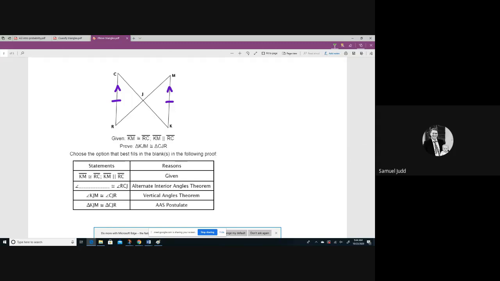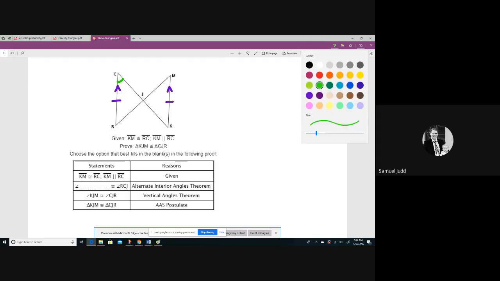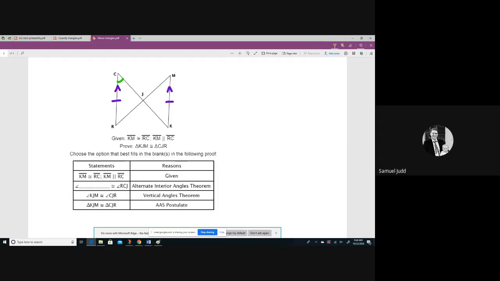So we want to choose the option that best fills in the space. This is a multiple choice question on your homework, but let's go through and think about this. We have restated our given, that's always a first step, and then it says some angle is congruent to angle RCJ. Well, RCJ is right here. And it says that that's congruent by the alternate interior angles theorem. Some of you might be thinking, I don't see any alternate interior angles. I would need to remind you what that is.